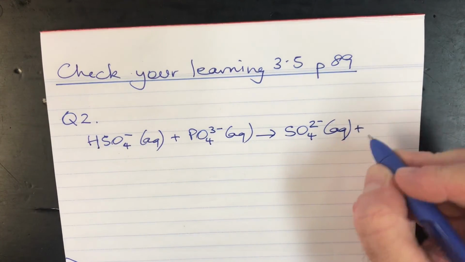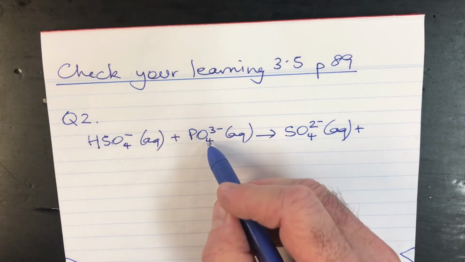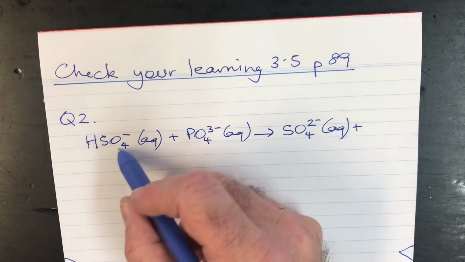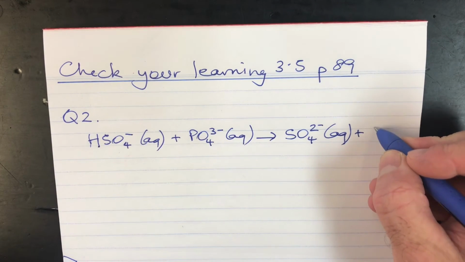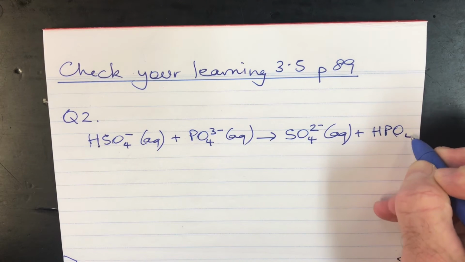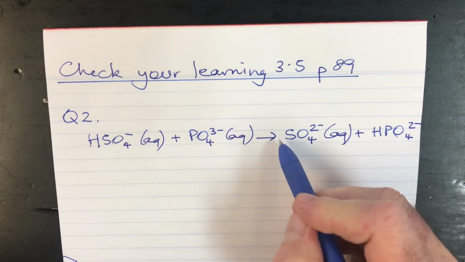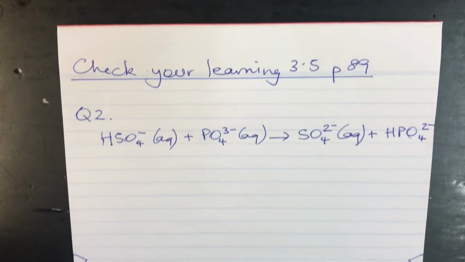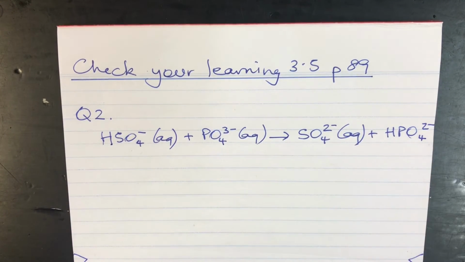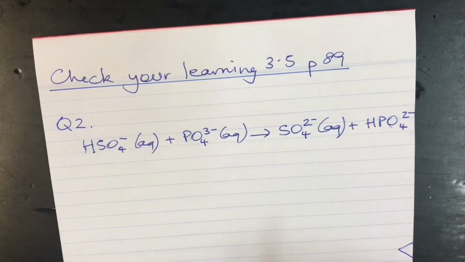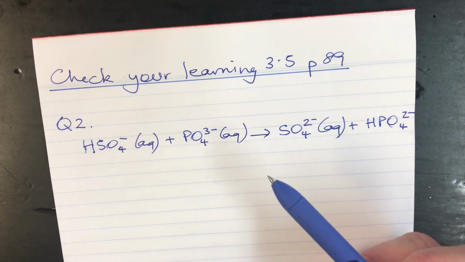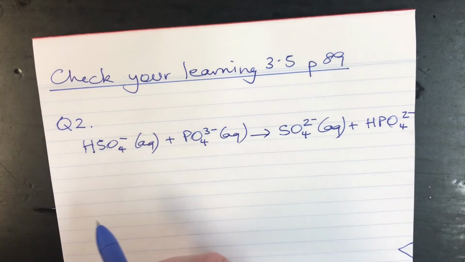Again, you should be able to recognise these sorts of ions straight off. Phosphate ion, sulfate ion, the hydrogen sulfate ion over there, and hydrogen phosphate ion over here. And can you see it's not an equilibrium reaction? It just goes to full completion. Okay, so what have we got to do here? We've got to identify the two conjugate acid-base pairs.